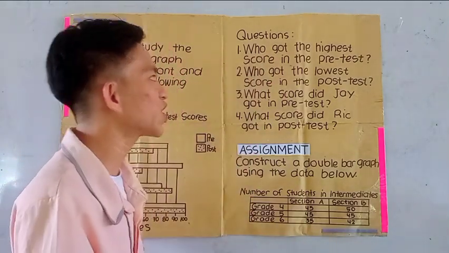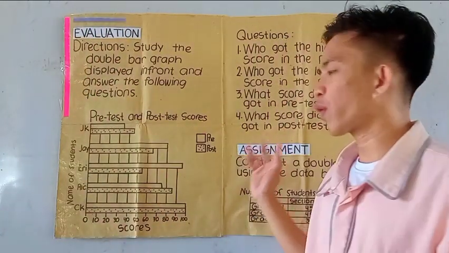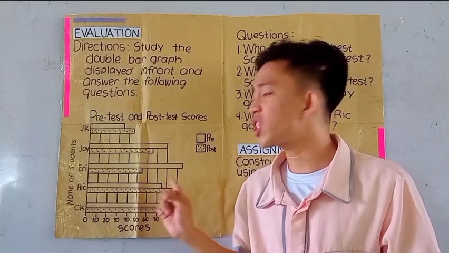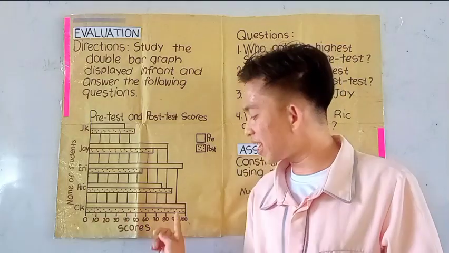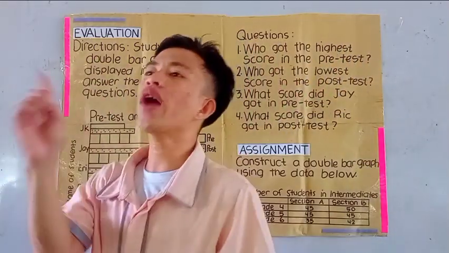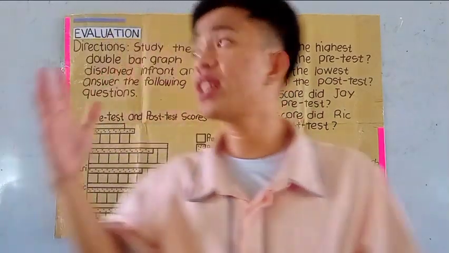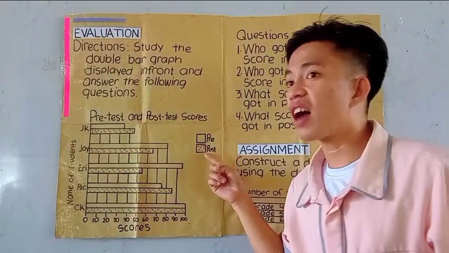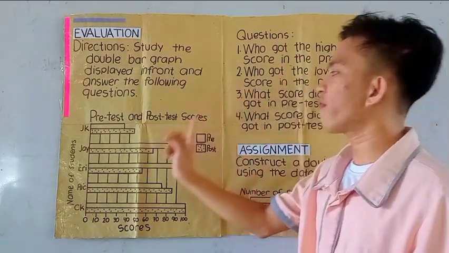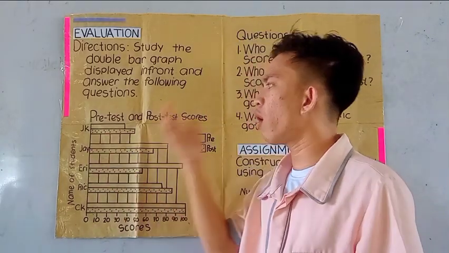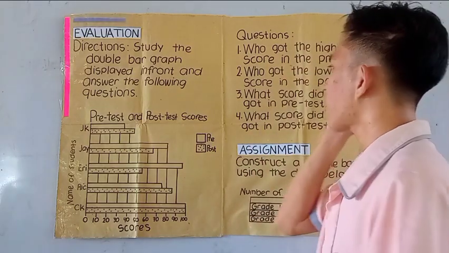Ready? Question number 1. Who got the highest score in the pretest? Correct, it is CK. What score did CK get in the pretest? Correct, he got the highest score, which is 100. Now, question number 2. Who got the lowest score in the post-test? Post-test, you can see, is the rectangle with dots inside. Lowest. Very good. It is GK. Oh, poor GK, got the lowest score in the post-test.